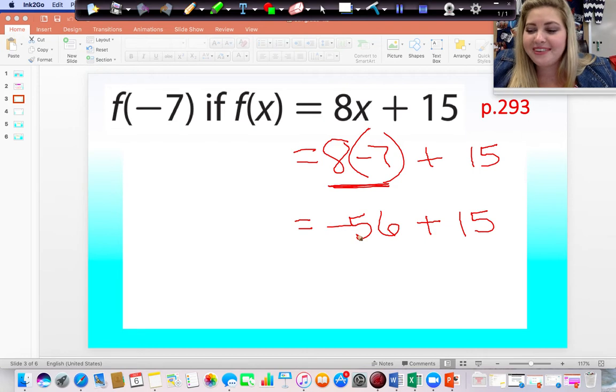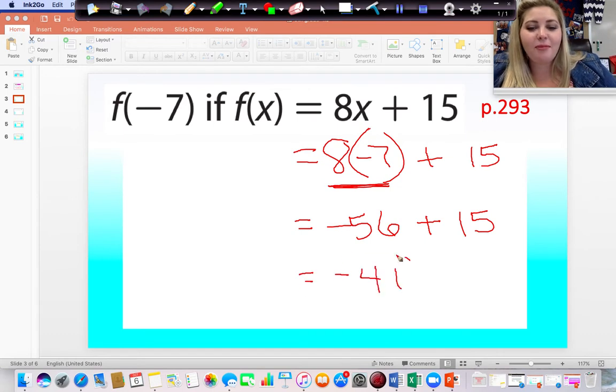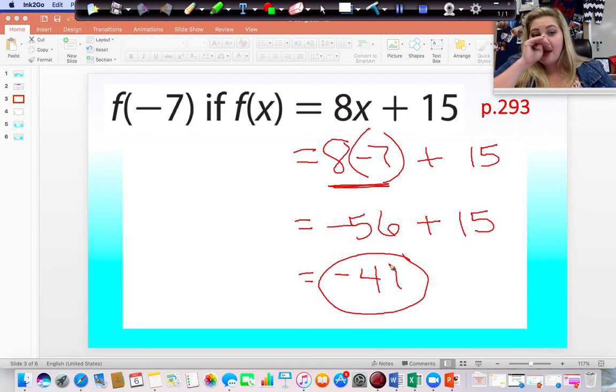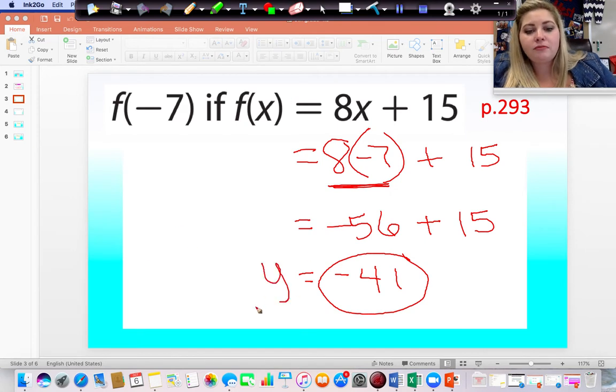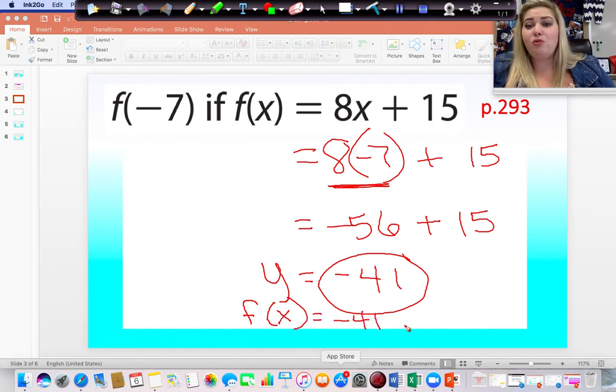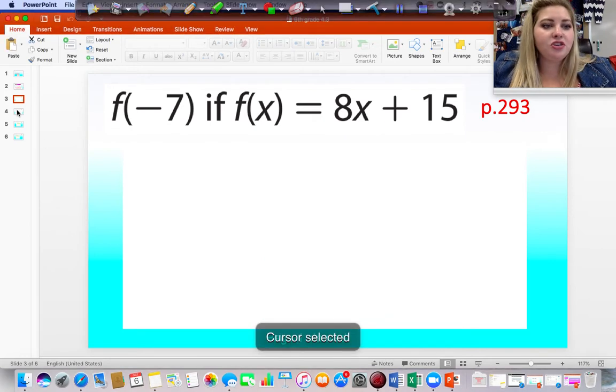And negative 56 plus 15 gives us negative 41. Let me try to do this. Negative 56 plus 15. Woohoo! I got it right. Negative 41. Okay, our answer for this problem is negative 41. So that would be our y. That's what it's equal to. That would be f of x. They equal the same thing. All right? So negative 41 was our answer here.